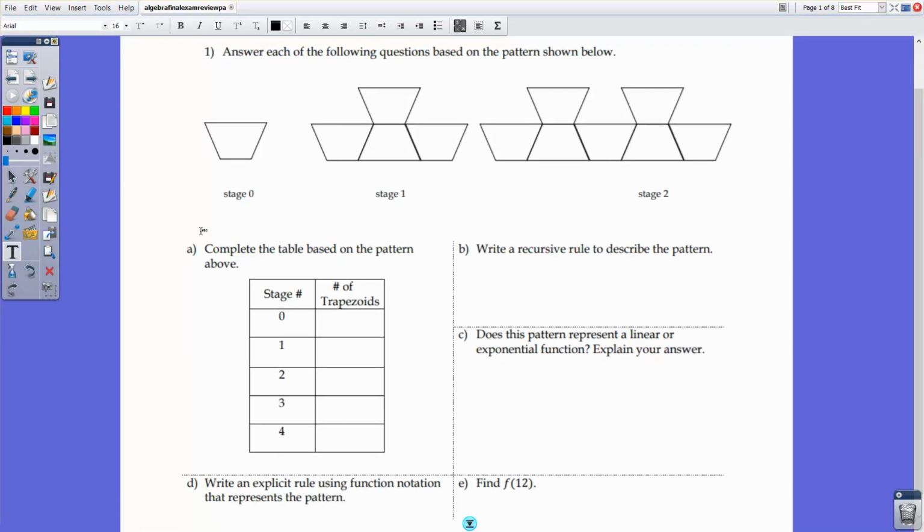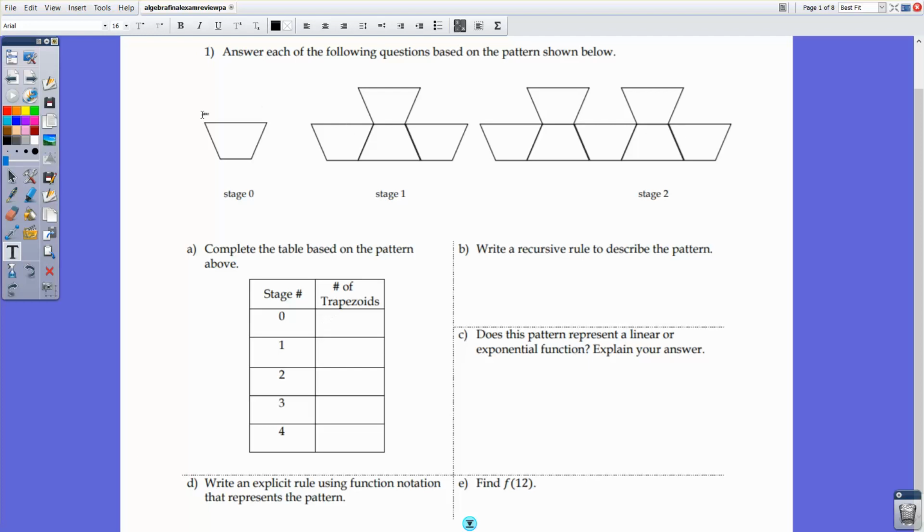So in the first unit, we're talking about using patterns and using different stages and writing rules, recursive and explicit rules to discuss these. So we'll talk about a couple of different things as we go through this particular unit. Starting here with, we have a pattern. We have 1 trapezoid here, then we end up with having 4 trapezoids added on, and then we have, it looks like 7 trapezoids.